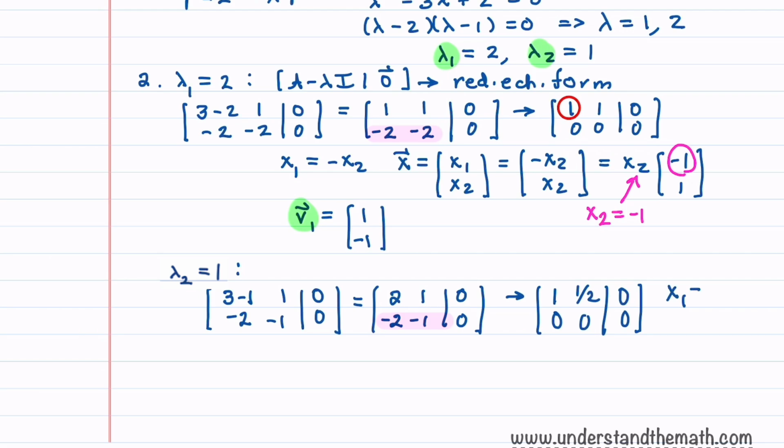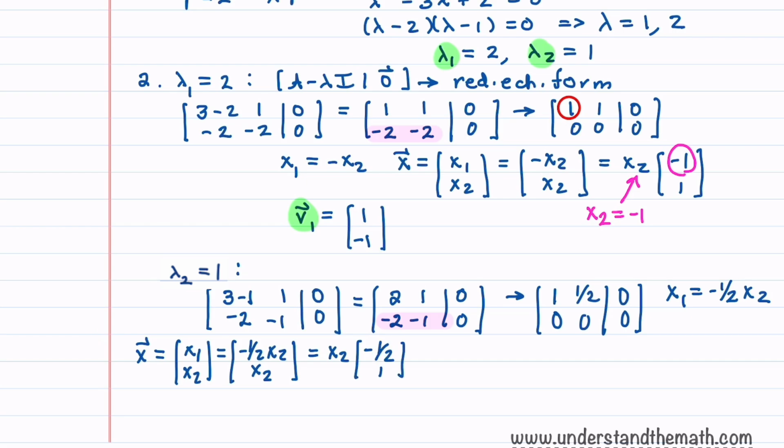This gives us that x1 is minus 1 half x2. We'll write our vector x as x1, x2. Plug in for x1. We have minus 1 half x2, x2. We'll pull the x2 out, and then we have the vector minus 1 half, 1. Now we'll choose a value for x2. I'm going to choose x2 to be minus 2. This is going to give us a nice eigenvector, which is equal to 1, minus 2.